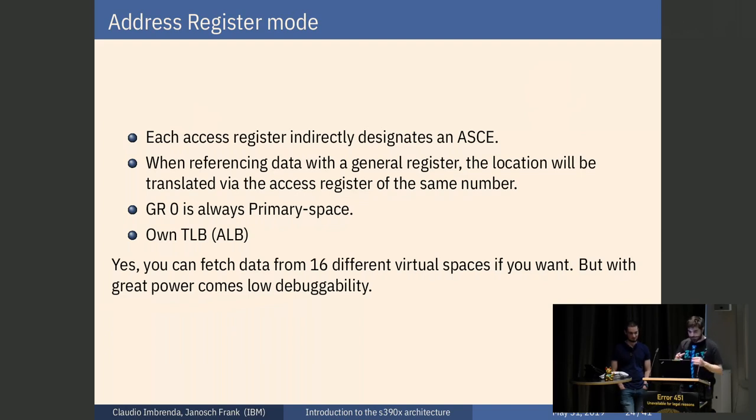And of course, there is an ALB, which is the ASCE lookup buffer. It's like a TLB, but for address spaces. So it translates this access register number with a two-level table structure into a proper ASCE, which is the root of the page table tree. So there's not only the TLB to take care of, but also the ALB. And general register zero always indicates the primary space. So yes, you can fetch data from 16 different virtual address spaces at the same time if you want, but with great power comes low debuggability.